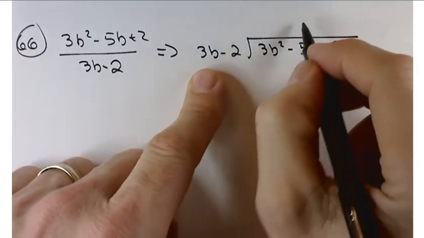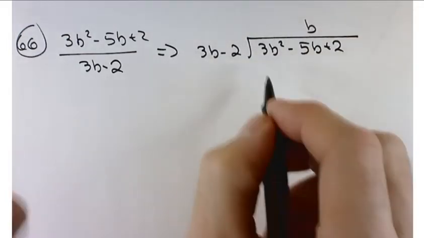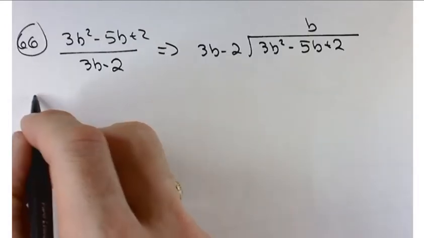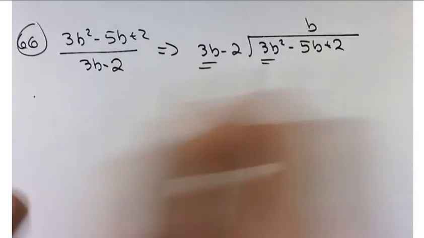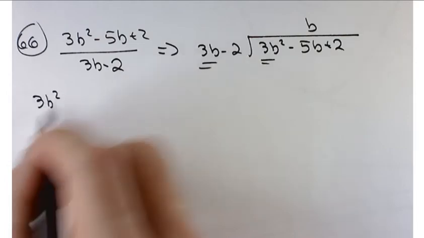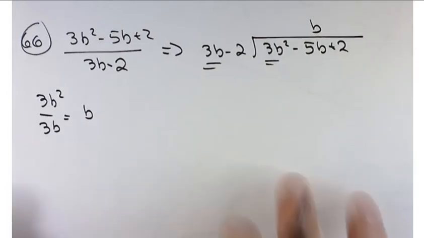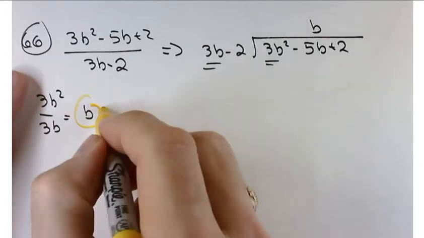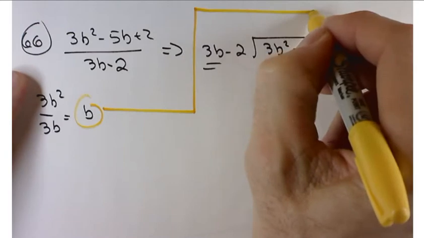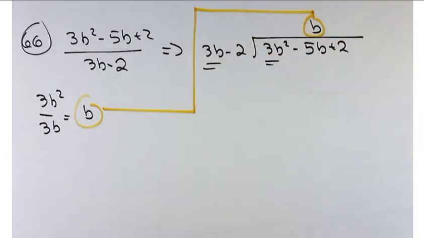B. If you can't see that, if you're like, I don't know, what you can do is you can compare the leading coefficients. 3b squared divided by 3b gives you b. So that's where that b goes. That's where it comes from, that's where it goes.